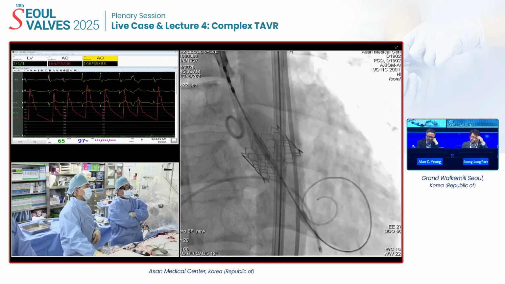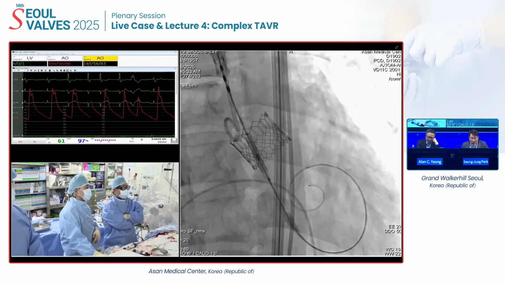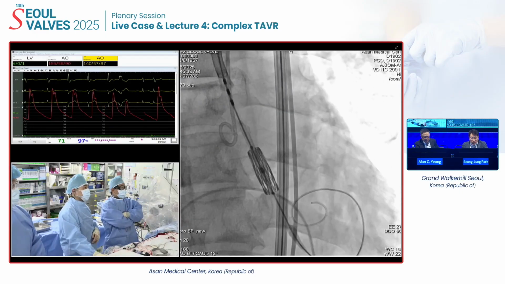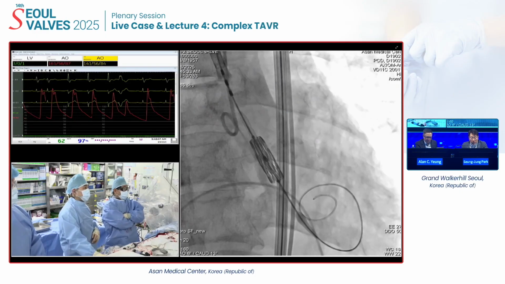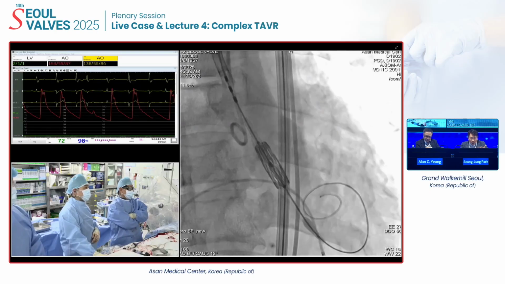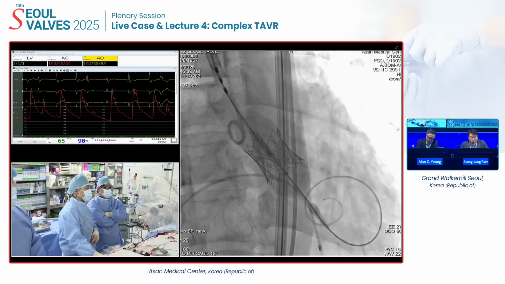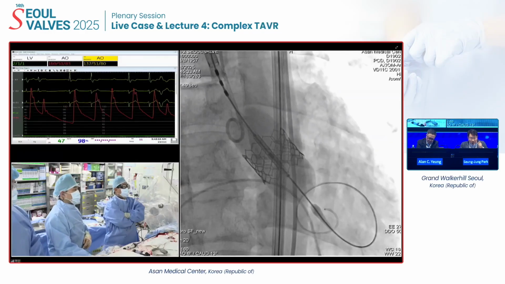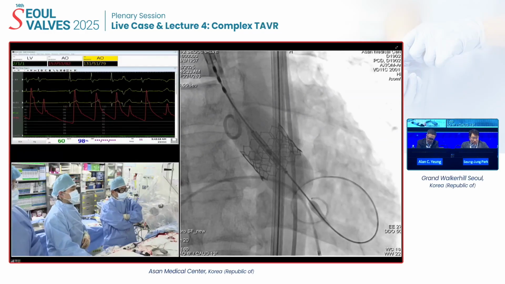However, you pushed in a little bit just before the device inflation. Yeah. However, during the inflation, the device is getting pulled up a little bit, right? A little bit popped up spontaneously, yeah.